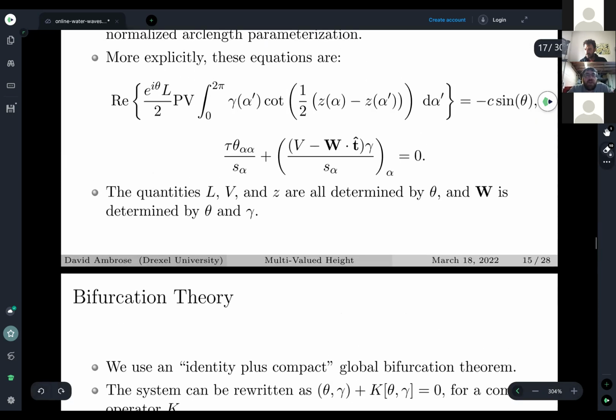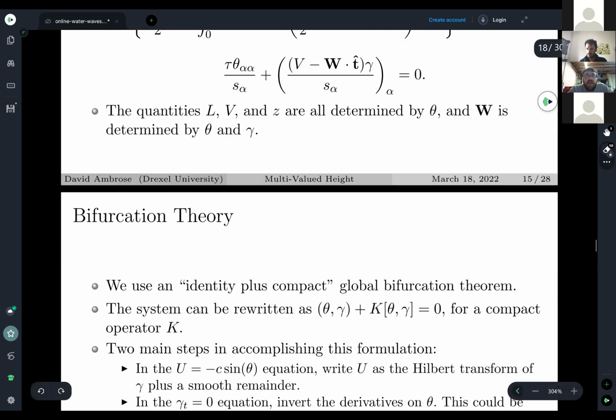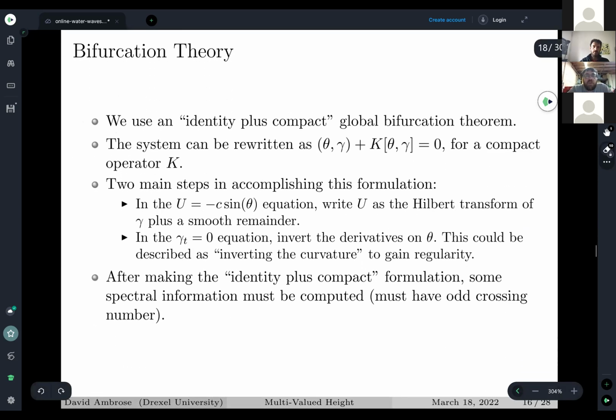Okay, so that is our traveling wave ansatz that does not assume multi-valued height. And then I said we use that to prove the global bifurcation theorem. We do that using an identity plus compact global bifurcation theorem. In particular, this system of equations can be rewritten as an equation theta gamma plus a compact operator K of theta gamma equals 0.